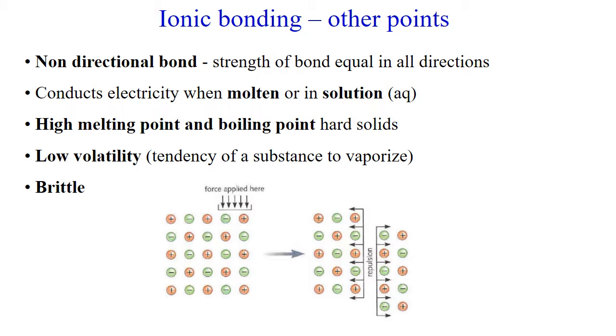The strength of the bond is equal in all directions, the electrostatic attraction. They conduct electricity when molten or in solution, or aqueous. We'll look at why that occurs. High melting points and boiling points, and they are hard solids. They have low volatility, so they don't tend to vaporize, and they are brittle. Which means if you've got a crystal of salt and you apply some pressure, it's going to break because it's brittle.